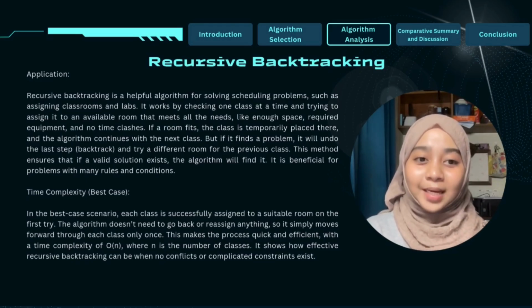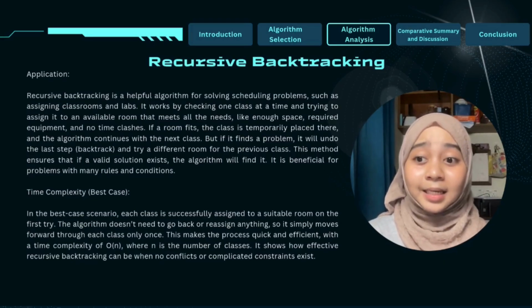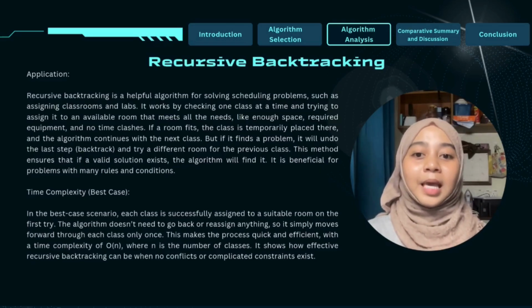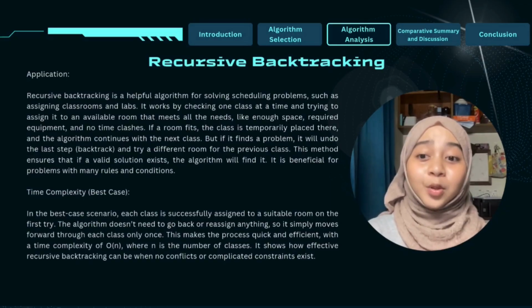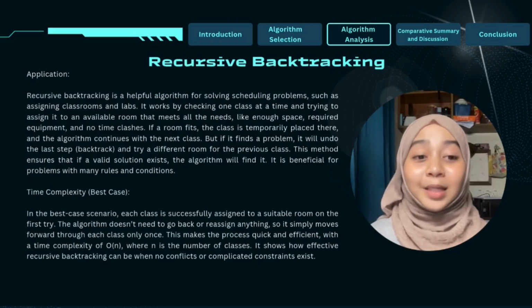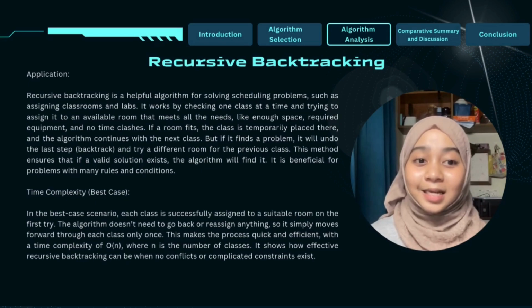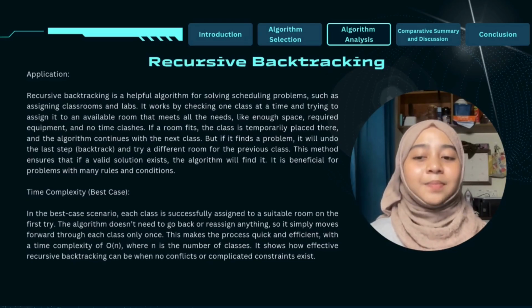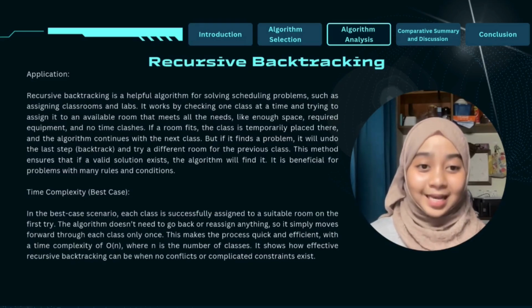Okay, the first one is the application. Recursive backtracking helps for scheduling problem by assigning room to classes based on needs, like room size, equipment, and time availability. The algorithm tries to assign one class at a time to a room. If the room fits, it moves to the next class. If no room fits, it goes back and changes the previous assignment. This backtracking repeats until full valid schedule is found. This method is useful because it guarantees a correct solution if one exists.